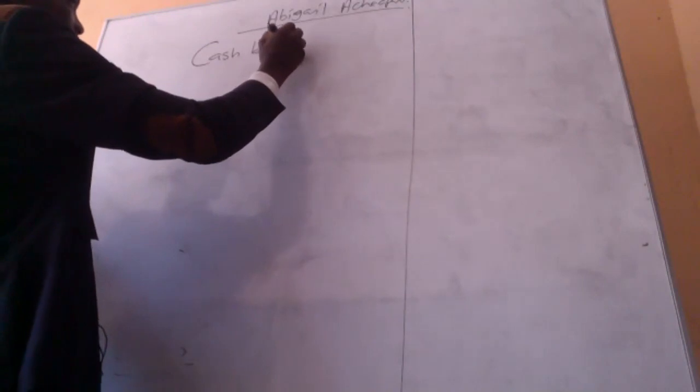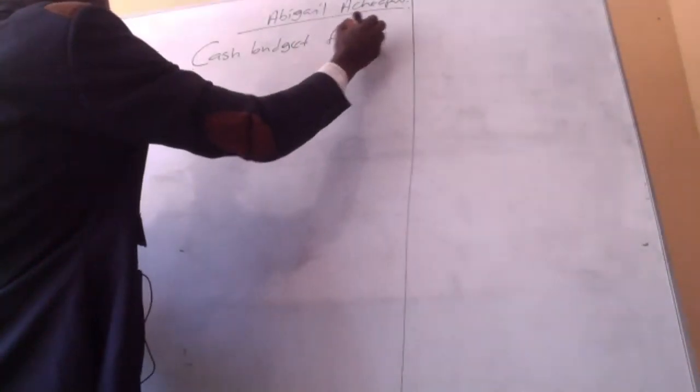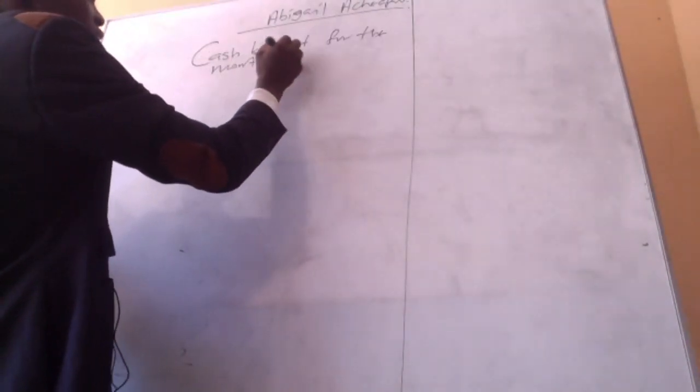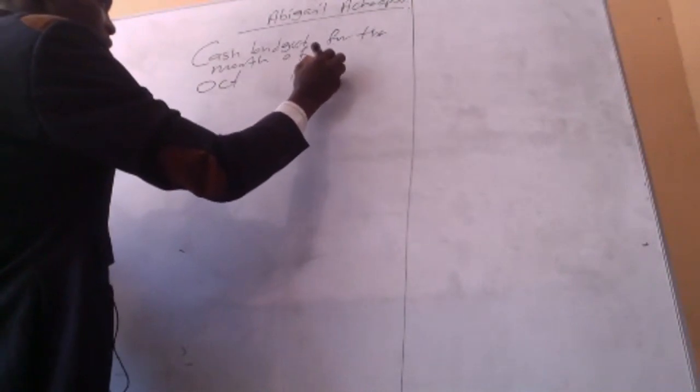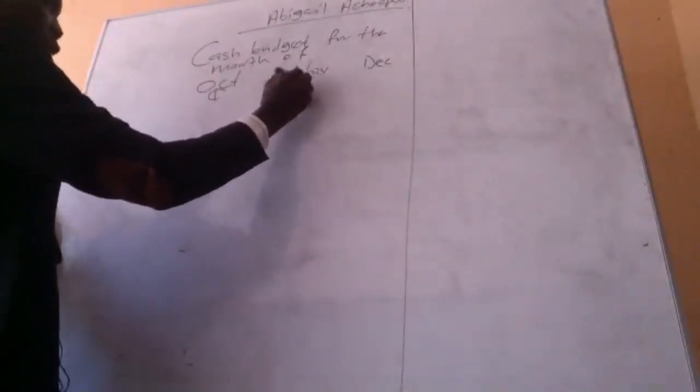Then we will say cash budget for the months of October, November, and finally December. Good. I hope you can see from that angle. Yes, I can see. It's clear, right? Yeah, it's clear. Okay, that's fine. Now we will start. Don't forget your currency, the reporting currency. The reporting currency is Ghanaian cedis.